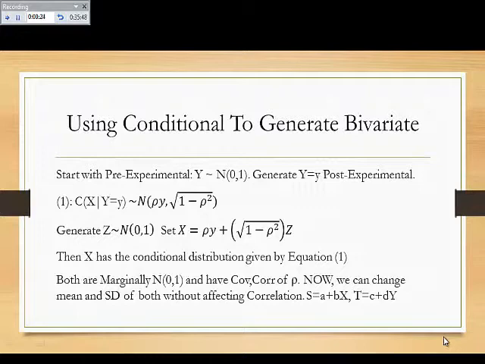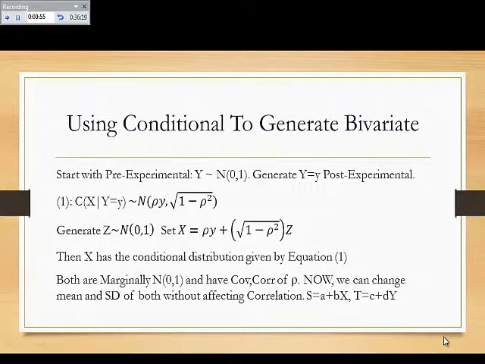So we start with pre-experimental. Again, our goal is the same. I'm going to generate a general bivariate normal from my basic bricks, which are independent normal 0, 1s. So I have one independent normal 0, 1, Y, which is normal 0, 1. I know how to generate that on my computer. So I generate this and I get one actual value. So I have an observed value of Y, 1.2.